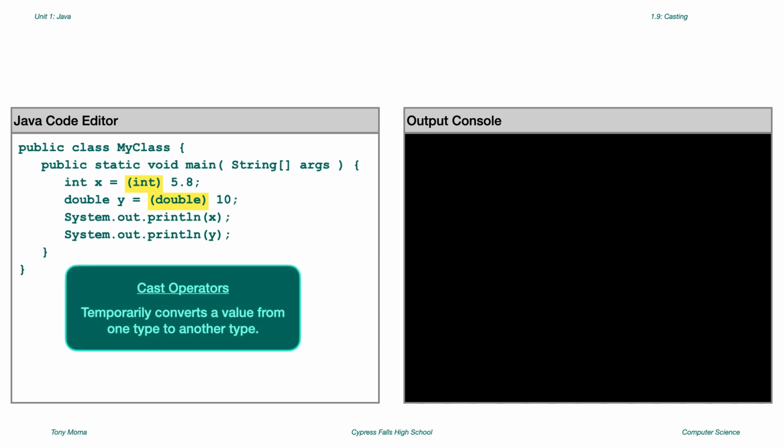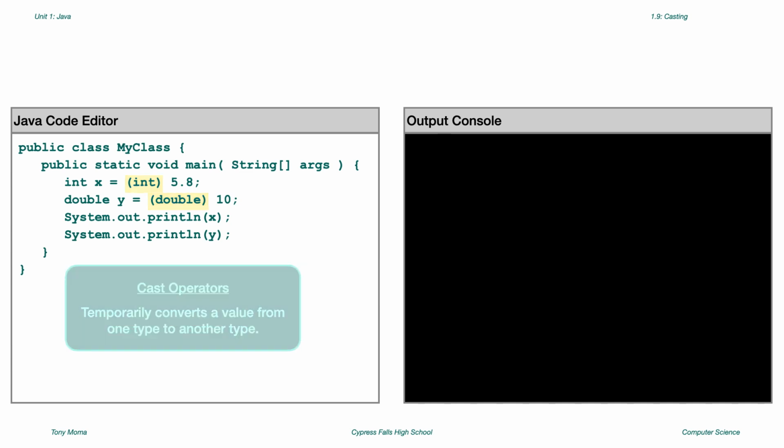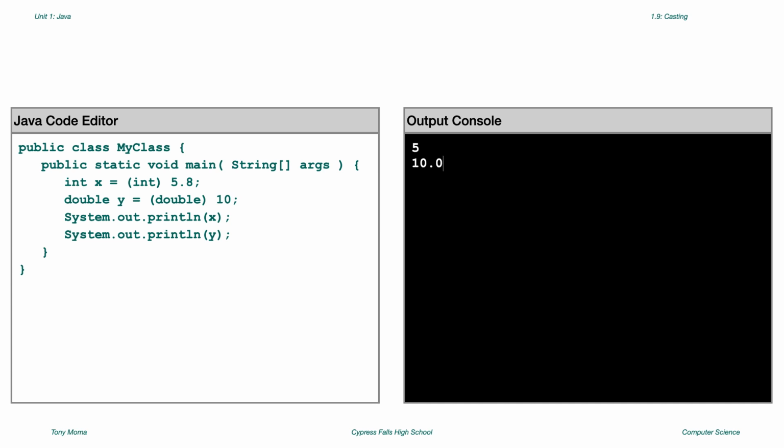Cast operators temporarily convert the value from one type to another type. So what you see in the third line is a value that's originally a double, 5.8, being casted to an int, temporarily converted to an int. Then on the next line, you see a value that's originally an integer, 10, being casted from an integer to a double. Thus, when x and y get printed out, our output is 5 and 10.0.